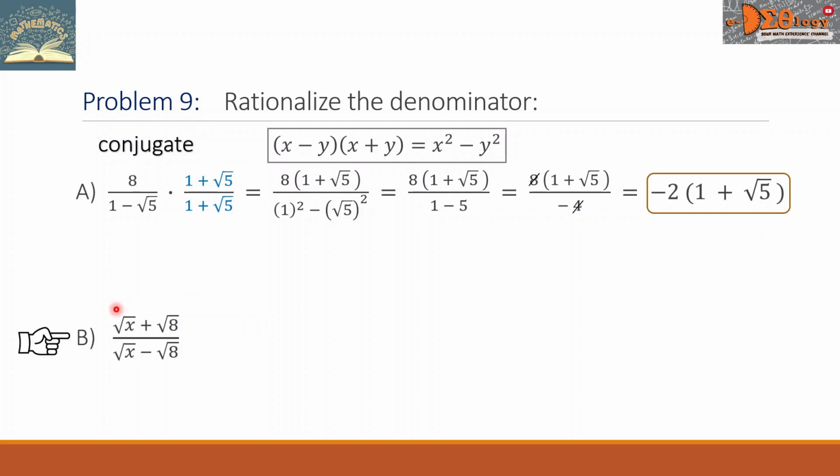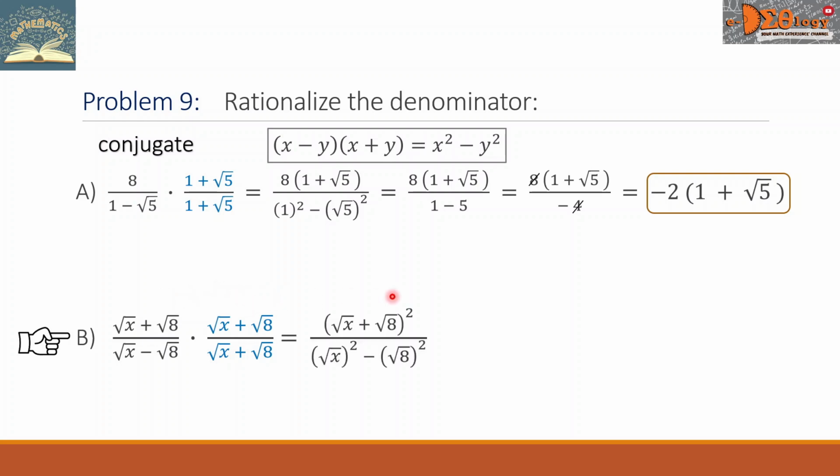Problem B, square root of x plus square root of 8 over square root of x minus square root of 8. In this case, again, we use the conjugate idea. Considering our denominator, this is negative, so the conjugate should be positive: square root of x plus the square root of 8. And this conjugate value we copy in the numerator. Now we multiply the fractions.